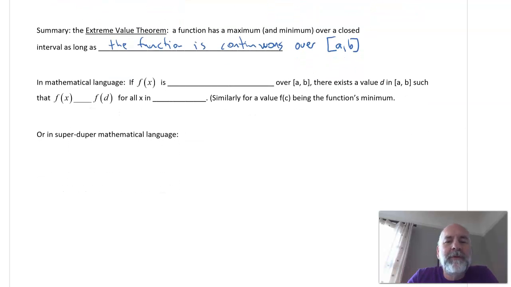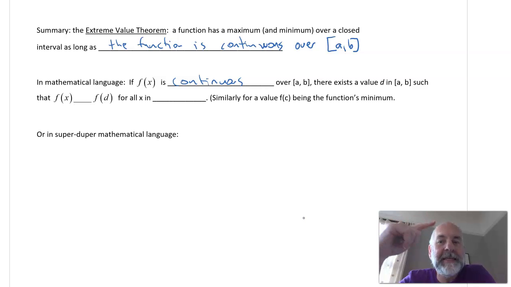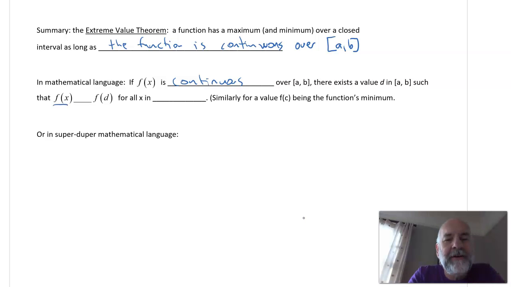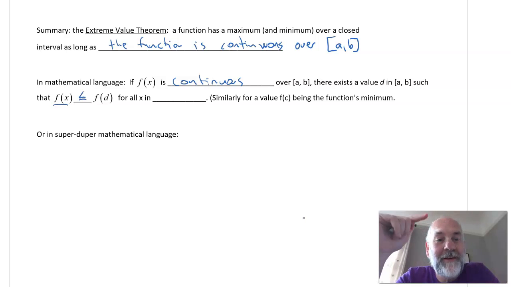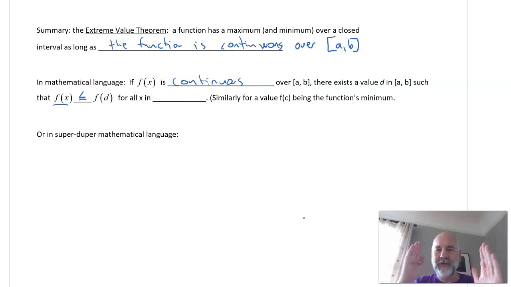So in mathematical language, we'd say f of x is continuous. I'm just hammering that. If a function is continuous over that closed interval, then there's some d in a and b. So d is an x value such that every function value has to be less than or equal to the y value there. So every y value on the function between a and b is less than or equal to that one number. That's a number that you can get plugging a number in over the interval.